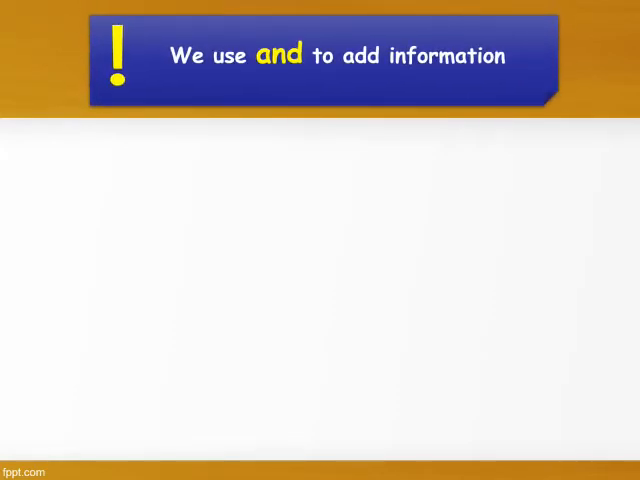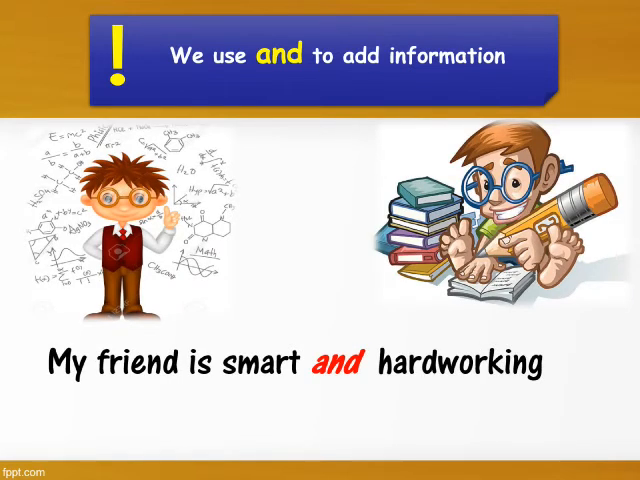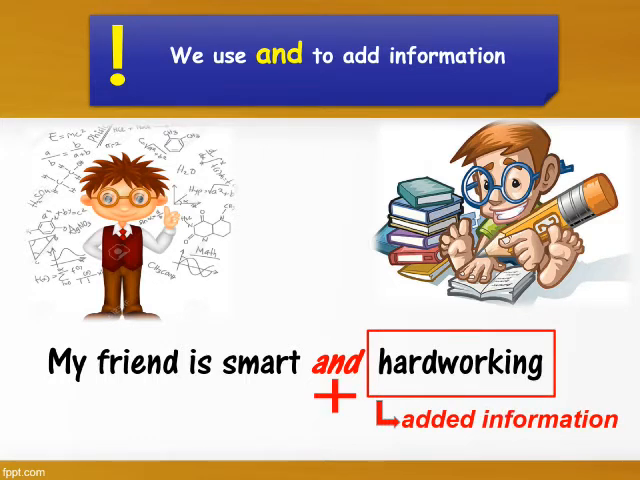We use and to add information. For example, my friend is smart and hardworking. You can see the first quality my friend has, which is that he is smart, and the added information is hardworking.